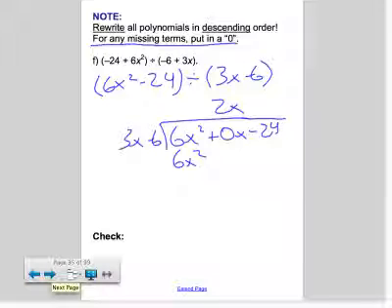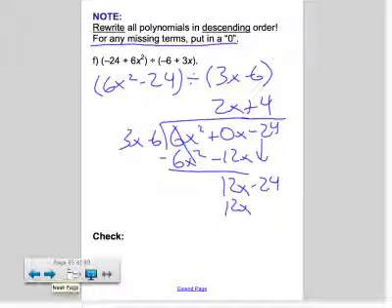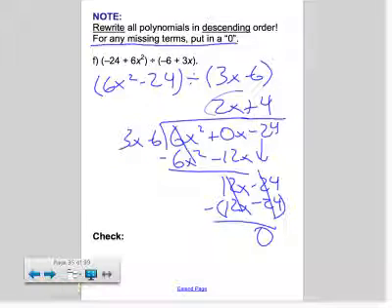Okay, so when you have 2x times negative 6, which is negative 12x. Alright, now I'm subtracting these. So 6x squared minus 6x squared, 0. 0 minus negative 12x is going to be a positive 12x. Carry this guy down. 3x goes into 12x 4 times. 4 times 3x is 12x. 4 times negative 6 is negative 24. Subtract them. 12x minus 12x, 0. Negative 24 minus negative 24 is 0. Your remainder is 0. There's your solution.